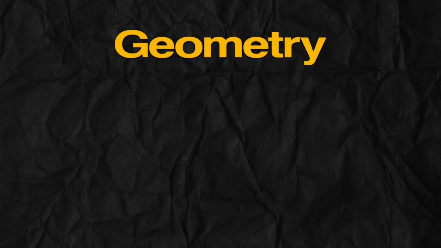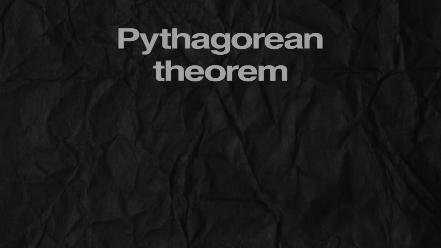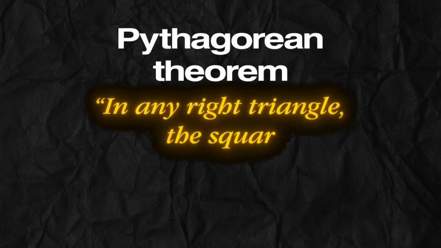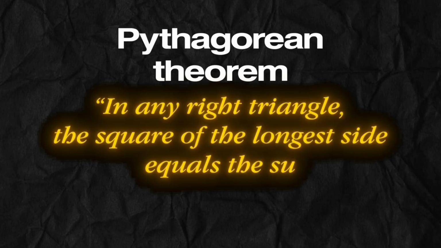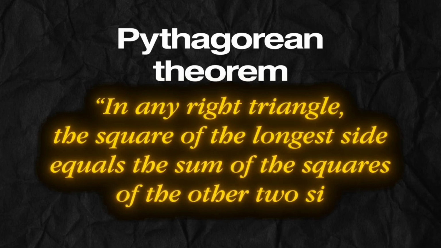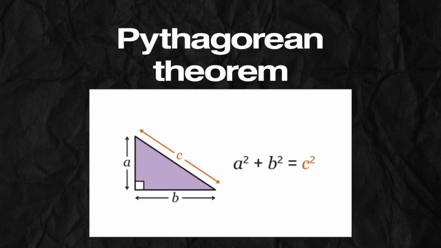Connected to geometry is the Pythagorean theorem. In any right triangle, the square of the longest side equals the sum of the squares of the other 2 sides. This is written as a squared plus b squared equals c squared.